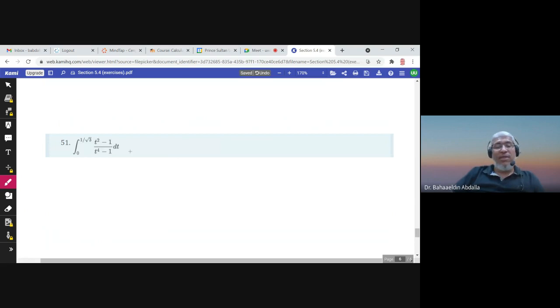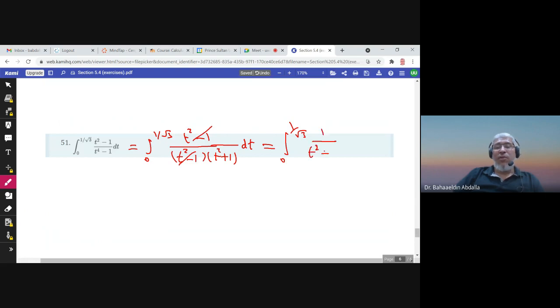Now to find this integral, I can write it as t square minus 1. I leave it as it is. But I can factor t to the power 4 minus 1 using the difference of two squares formula. So it would be t square minus 1 times t square plus 1. And now this cancels with this. And I have 1 over t square plus 1 dt.